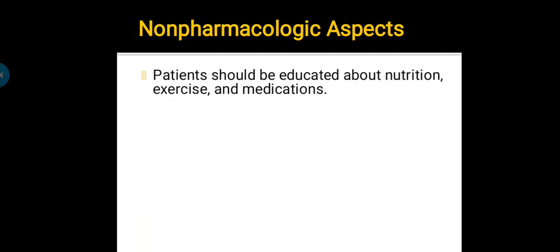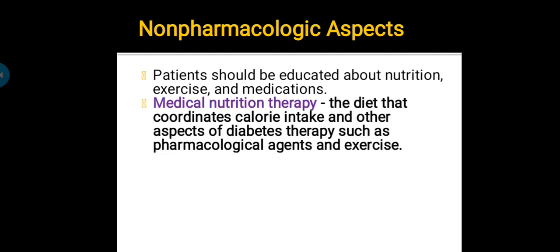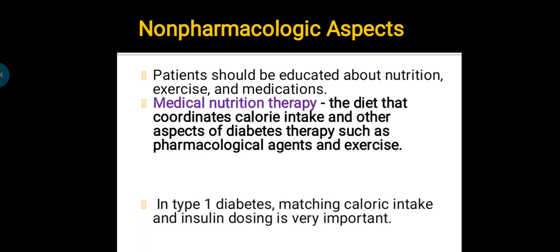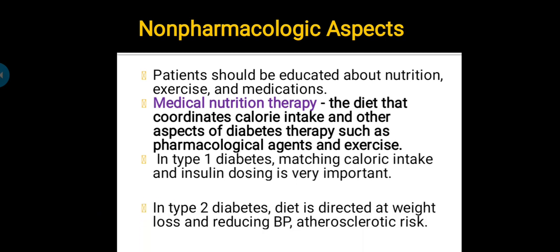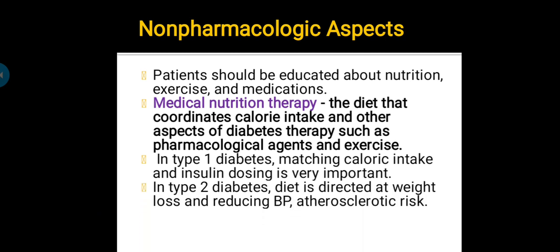So for non-pharmacological aspects, we have to ensure that the patient has been given appropriate lifestyle modification advice. So the patient should be educated about nutrition, exercise and medication. Medical nutrition therapy is the diet that coordinates calorie intake and other aspects of diabetes therapy, such as pharmacological agents and exercise. In type 1 diabetes, matching caloric intake and insulin dosing is very important. Otherwise, there is a chance of hypoglycemia.